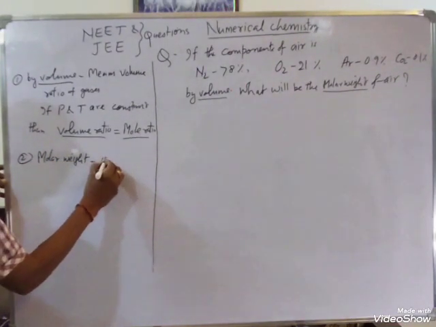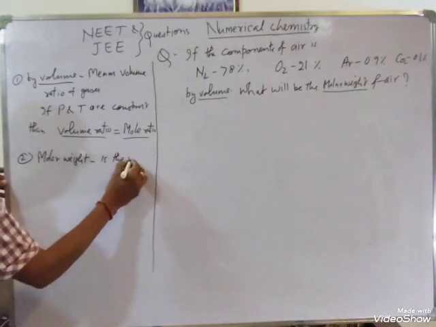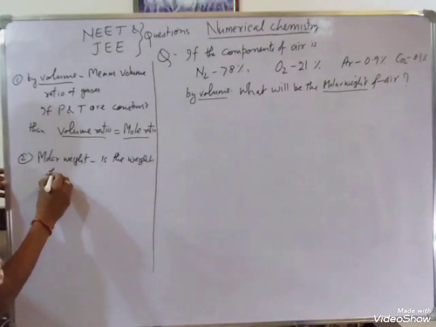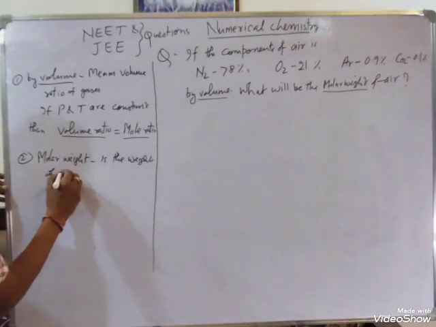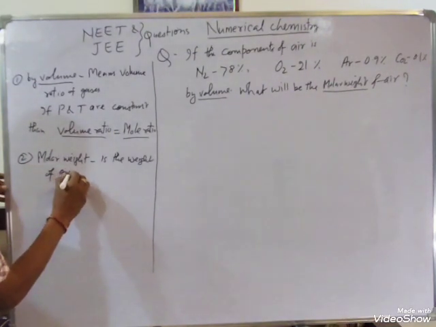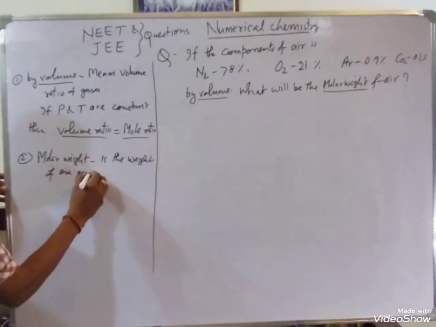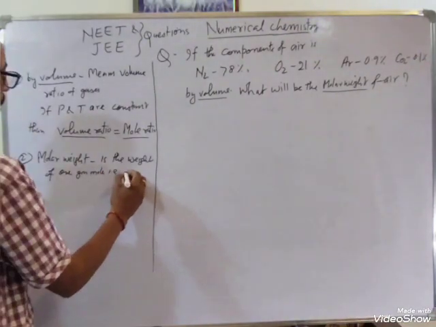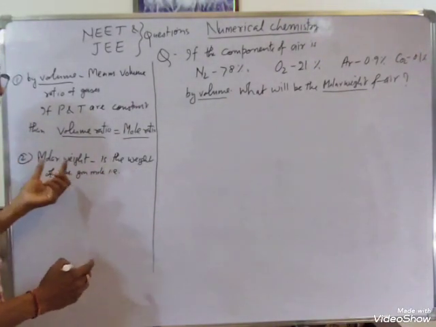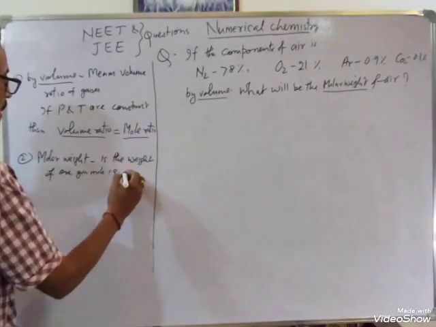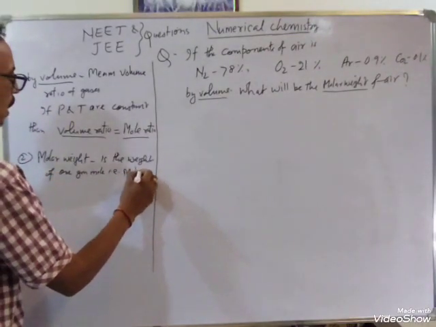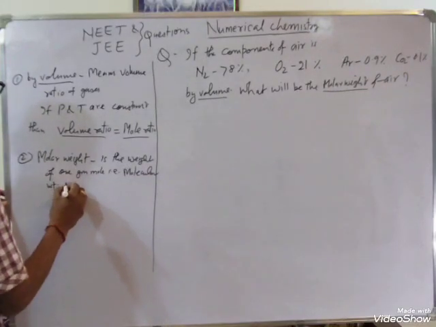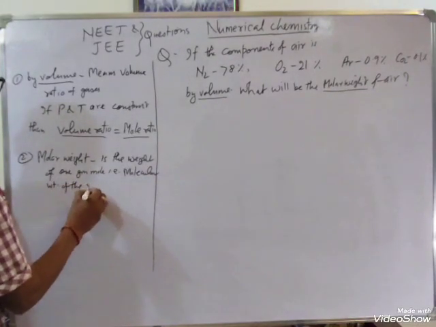Molar weight is the weight of 1 gram mole. That is, 1 gram mole's weight, both are equal. It means the molecular weight of the gas, the molecular weight of the gas.